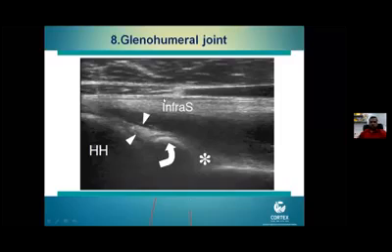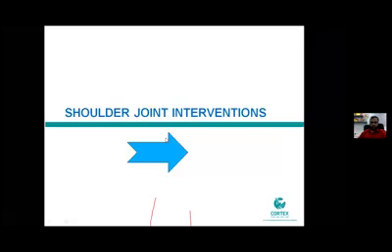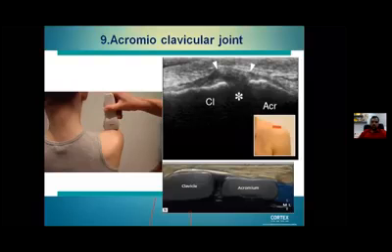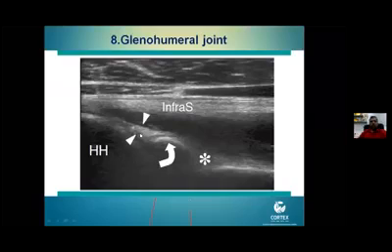So under the infraspinatus, posteriorly we have the glenohumeral joint. This is the humeral head. The round humeral head can be easily located, and medial to that we have the glenoid. In between is the shoulder joint, the glenohumeral joint, and this hyperechoic structure is the labrum. So always be careful regarding this labrum.